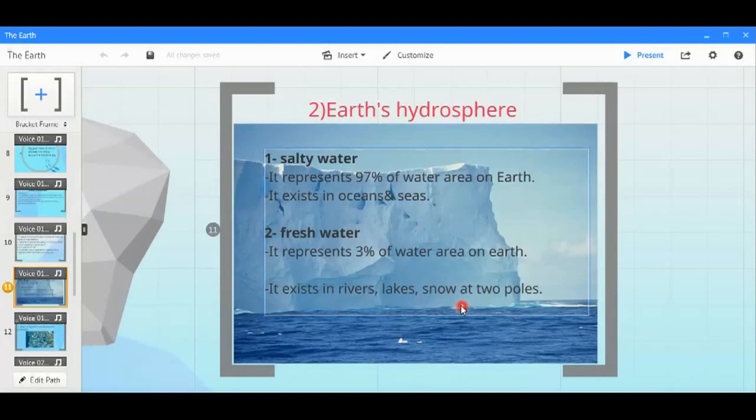But due to the overusing and the uncontrollable process of using the water, we have a problem in some countries that lack enough water to produce food. Okay, did you understand this point? I hope so. Okay, what is the importance of the hydrosphere?